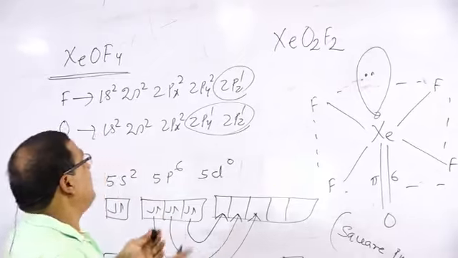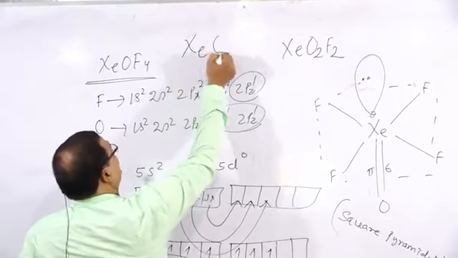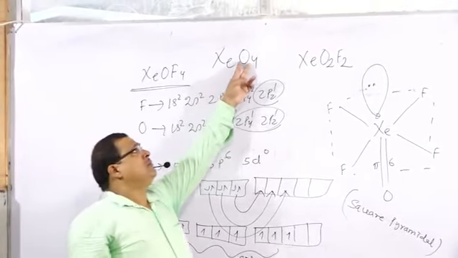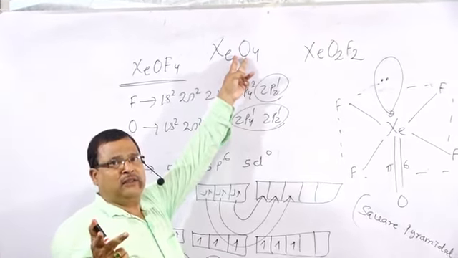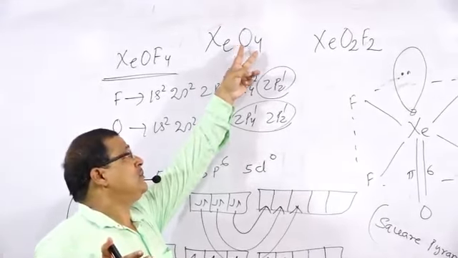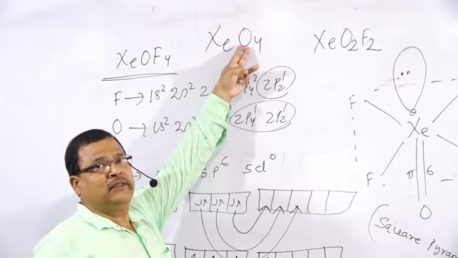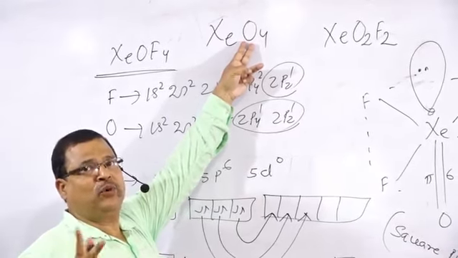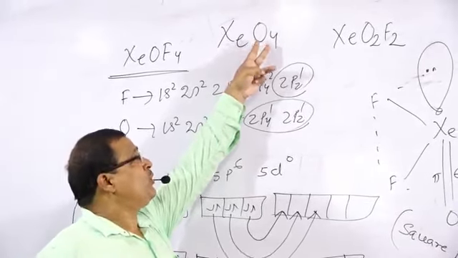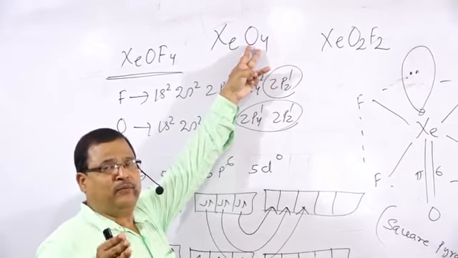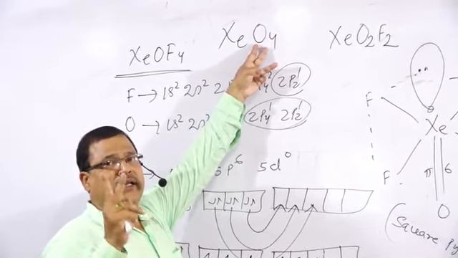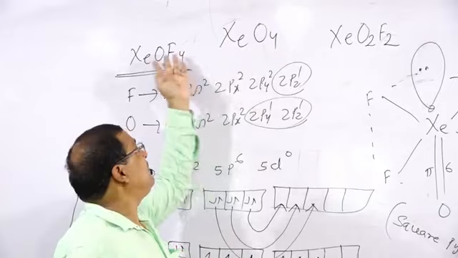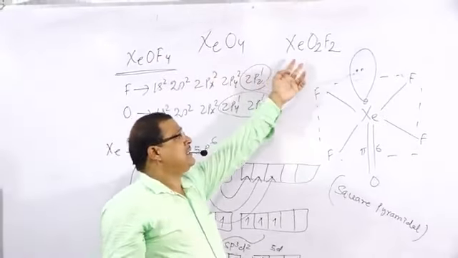In a similar way, if we proceed for XeO4, oxygen atom contains 2 unpaired electrons. So there is the formation of 4 bonds, 4 into 2, that is 8 bonds. 8 bonds will be formed, and among these 8 bonds, 4 will be sigma and 4 will be pi. So 4 pi bonds means we have to keep 4 unhybridized orbitals containing 4 unpaired electrons. So similarly, you can try for XeO4, XeO2F2.